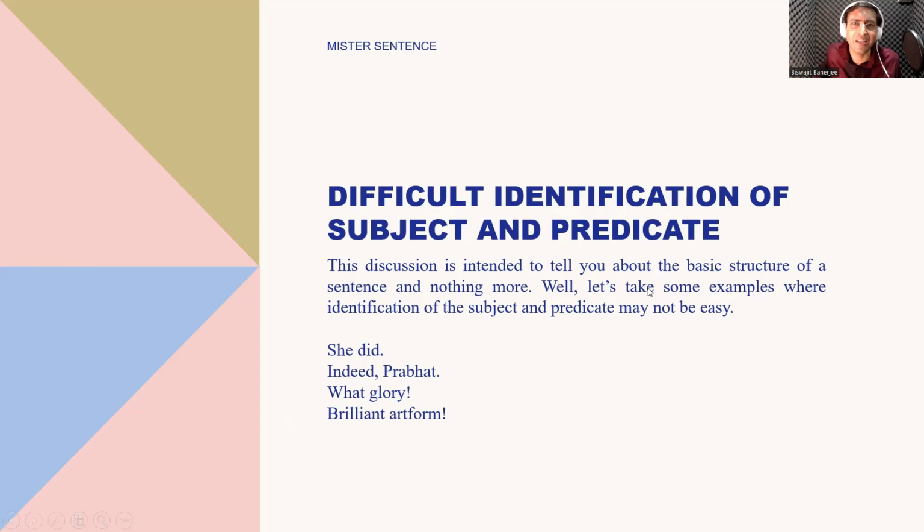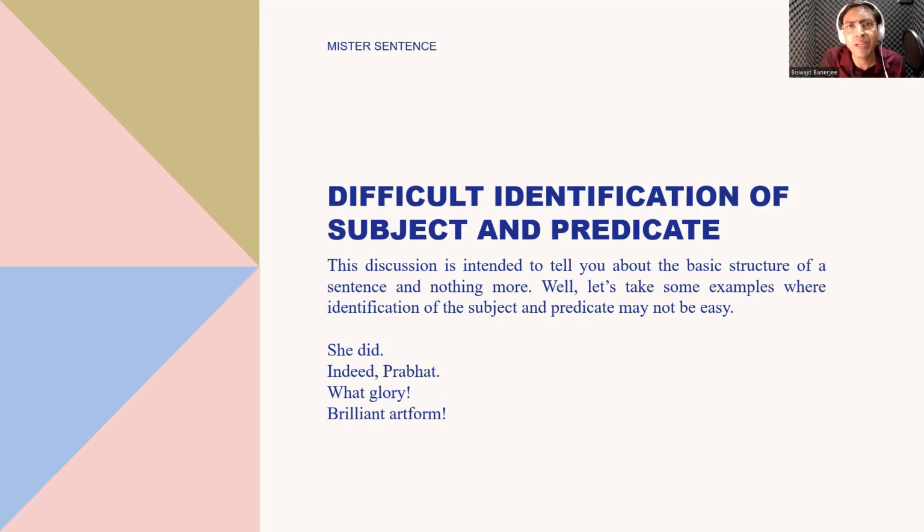What glory! My dear, where is the subject and where is the predicate? Not identifiable, but doesn't matter. This is a sentence nonetheless. Brilliant art form. Where is the subject and where is the predicate? You cannot identify the subject or the predicate all that easily, my friend, but that does not mean that this is not a correct sentence. So as I have been telling you, there is no absolute pattern that a sentence follows. A sentence can be of different type. A sentence can be very different from another sentence. Doesn't matter.